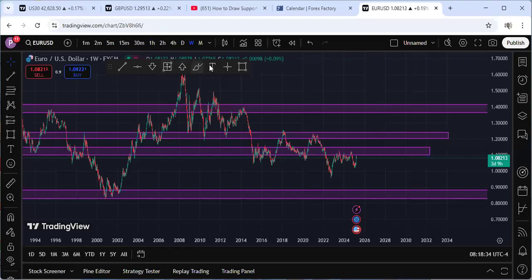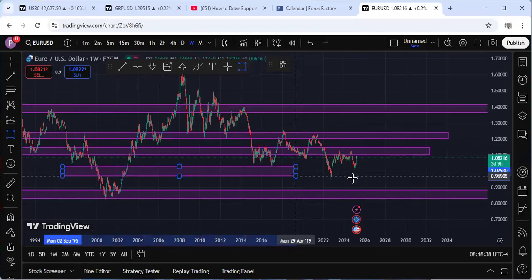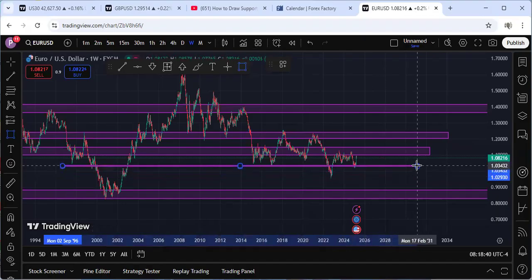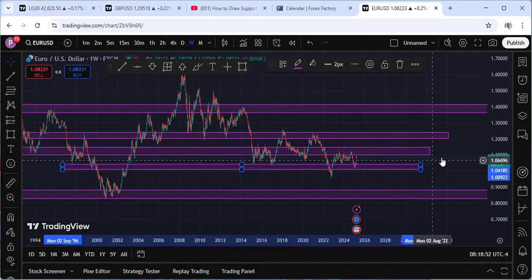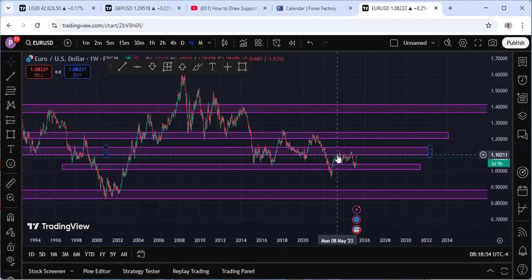There's also something, according to the weekly. This is also a very, very important level here. All year. Very important. See this level, look at it now. Look at the touches.